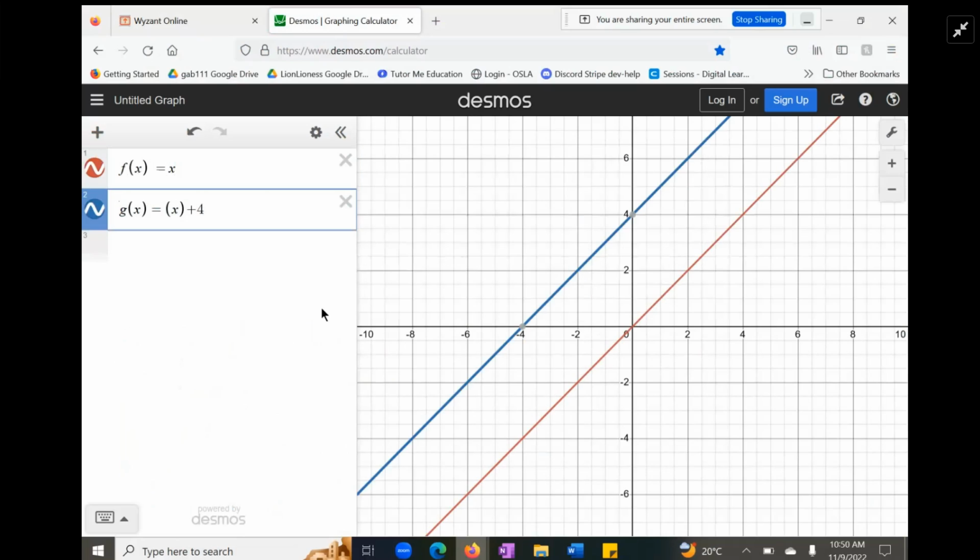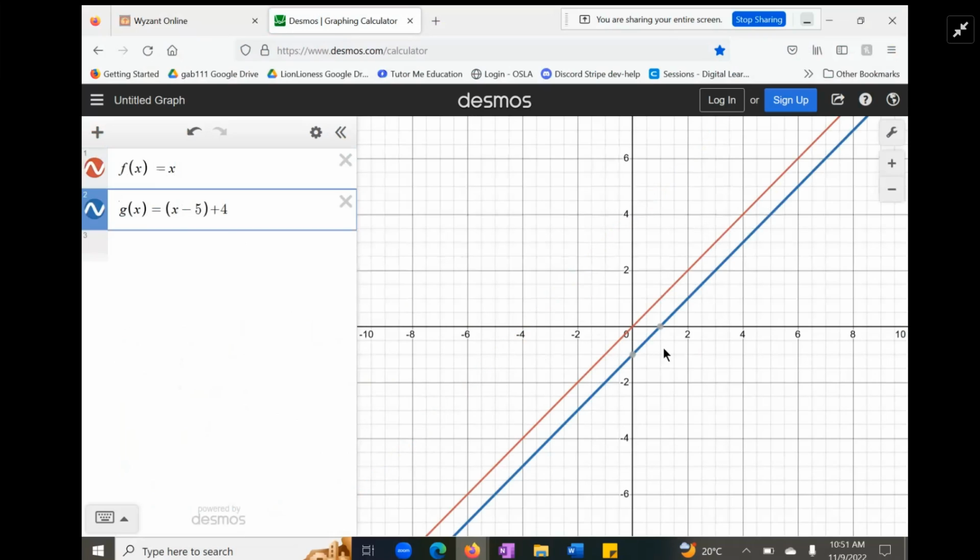Okay, so first we see that the 4 has made the graph move up, from 0 to 4. So that was the first one we talked about. Then we're going to see that it shifts to the right 5 units. It should land on +1. So there it is. Okay, so first we had moved it up, but then when we shifted to the right, that actually changed the y-intercept. Okay, so now it's at -1.